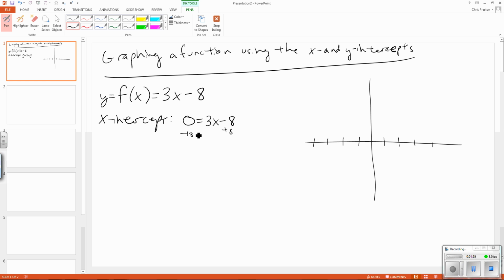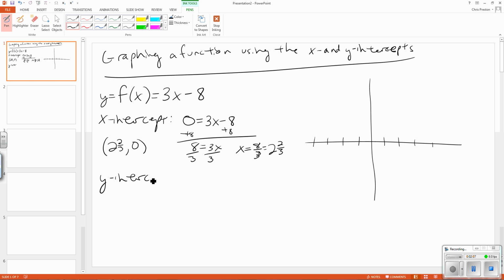Add 8. 8 equals 3x, divide by 3. Now I get x equals 8/3. Or if I want to graph this, maybe I want to say 2 2/3. So when x is 2 2/3, the y value of the answer would be 0. So what I've done is I figured out if I want an answer of 0, what value do I need to start with?